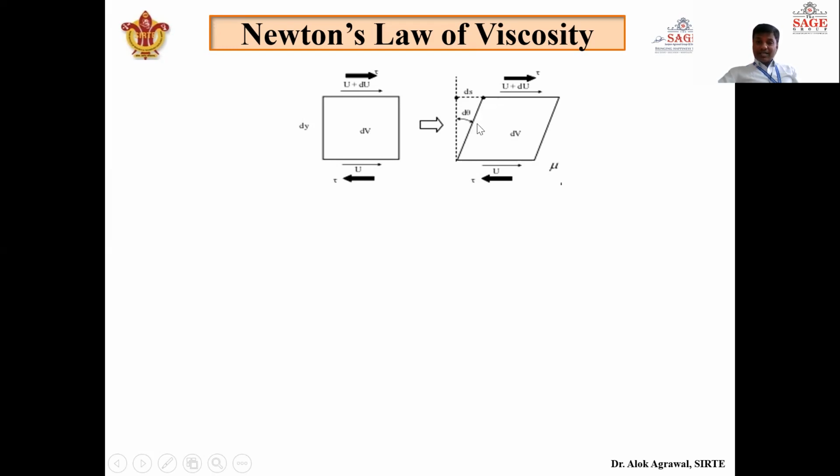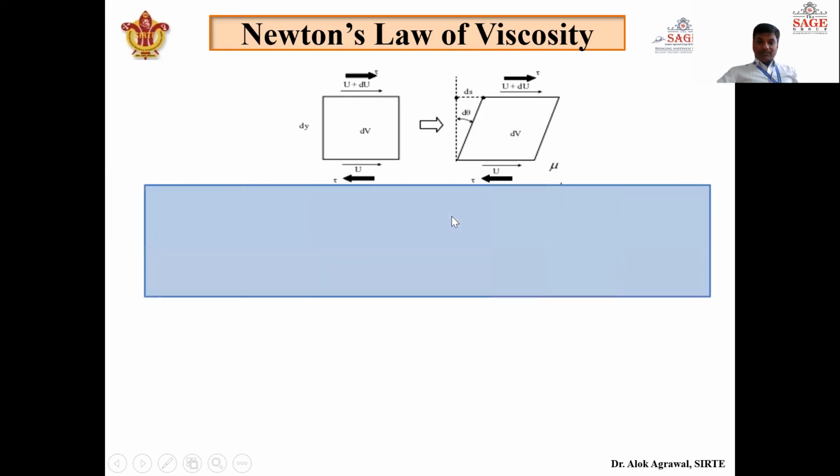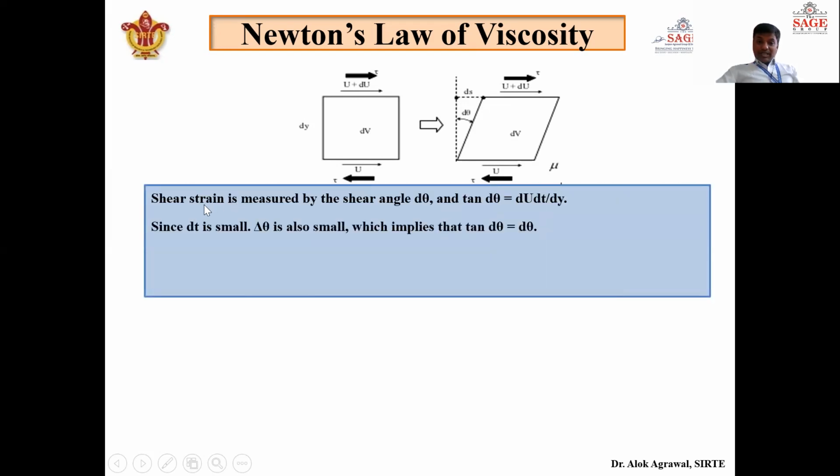So we can say that the upper layer moves ds distance more as compared to the lower layer after very small interval of time dt. Okay, so now see what is happening here. This d theta is known as shear angle, and shear strain is measured by this shear angle d theta.